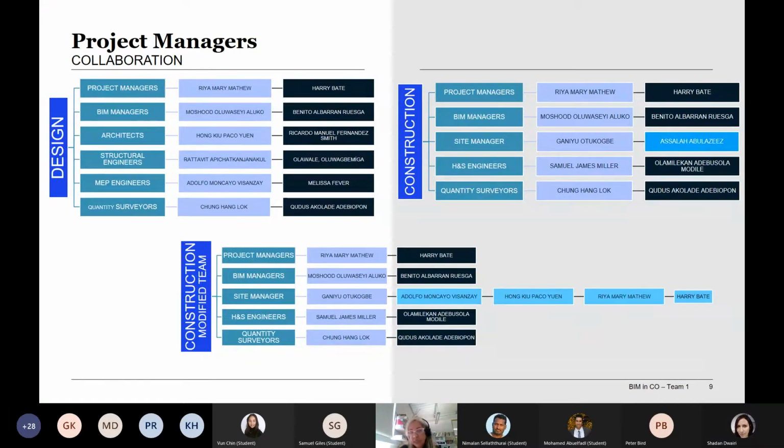Project managers collaboration. So at the end of each, in this particular one, some groups decide to do collaboration at the end of all the presentations, but in other groups, they decide to do collaboration.